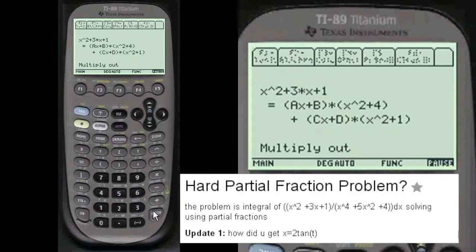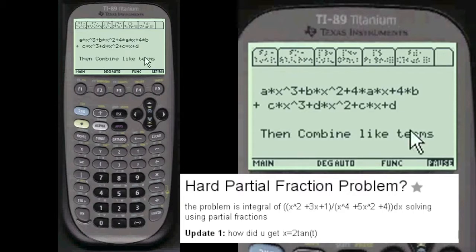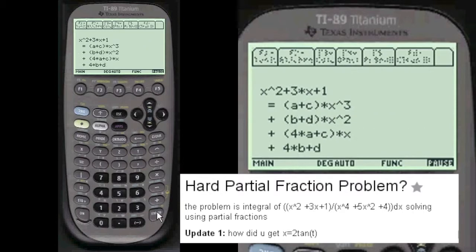We multiply that out using the FOIL method. Remember the FOIL method? First, outside, inside, and last. First would be ax times x squared. Outside would be ax times 4, etc. I multiply it out here. The calculator uses small letters rather than capitals. No problem. We combine those terms, and we come up with this. A plus c is x cubed, x squared, 4a plus c, etc.